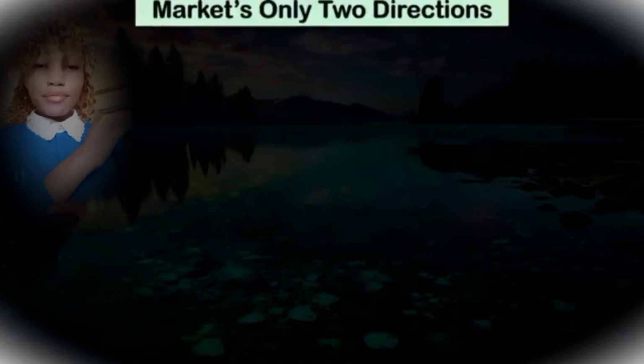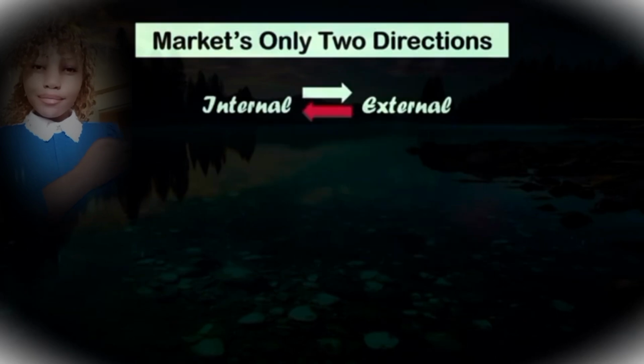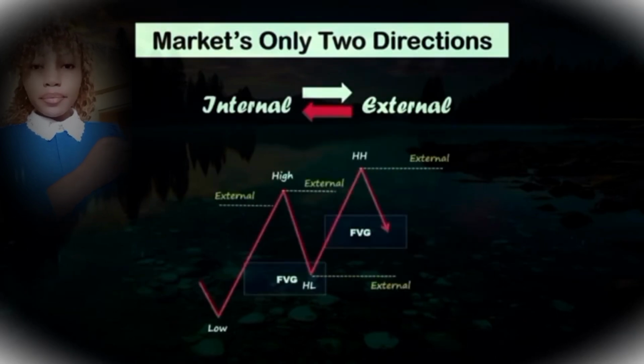Price in the market always moves between two types of liquidity, internal and external. Imagine it like a continuous circle where price moves either from internal to external liquidity or from external to internal liquidity. In simple terms, price either goes from a high or low point towards a fair value gap or from a fair value gap towards a high or low point. This is the basic movement pattern that the market follows.